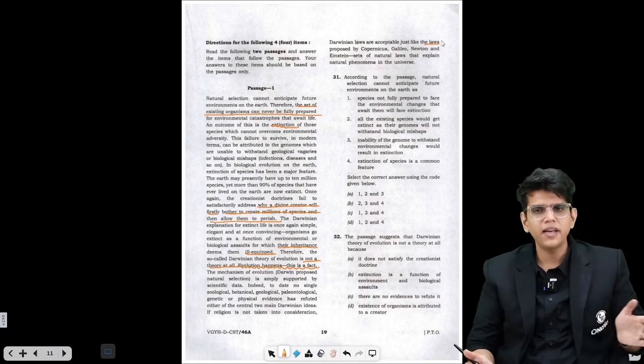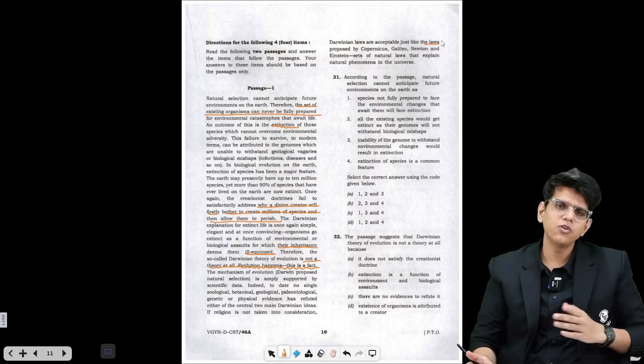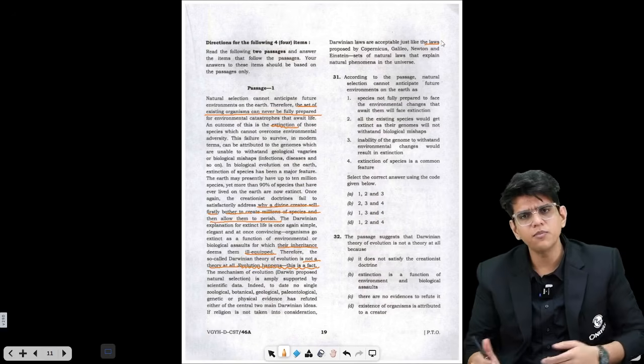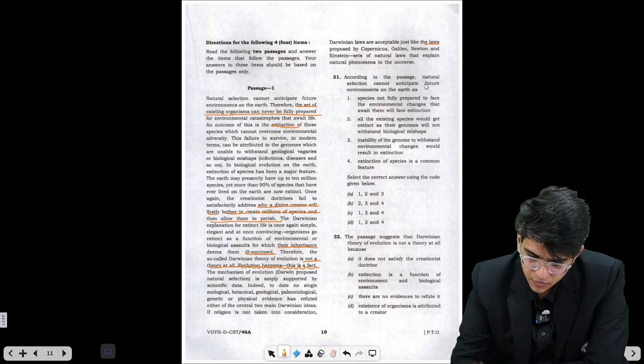Species will perish, right? And more species will come, they will again perish and this will go on. This is a fact and not a theory anymore, right? So according to the passage, this is given. Now, according to the passage, natural selection cannot anticipate future environments of the earth. So one of the four statements is wrong. Let's try to find it.